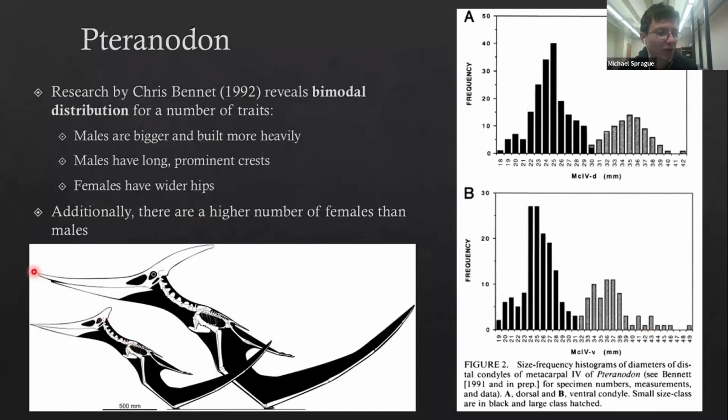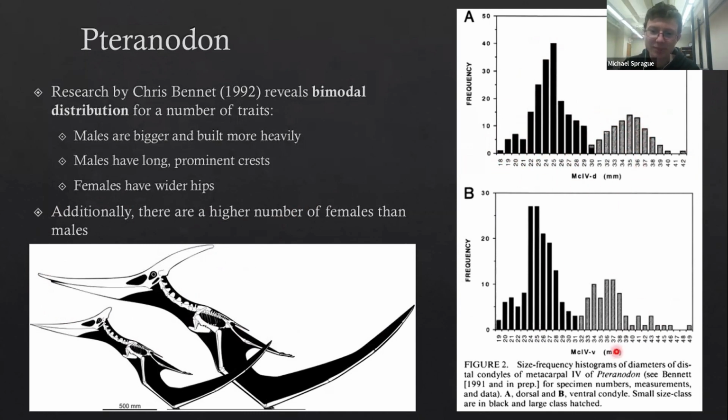So Pteranodon is probably the most famous pterosaur by far. But there is some research by Chris Bennett in 1992 where he found some bimodal distribution. So he found 2 peaks in his data for a number of different traits. So there's 2 peaks here. Notice how one peak is bigger than the other. That means there are more animals that have this trait than the rest do.